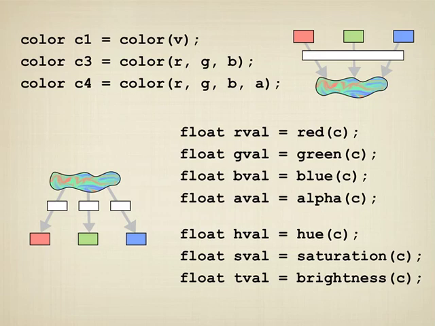So now you can see how to manipulate color variables. We can make them, we can pull them apart, and we can do whatever we want to one or more of them by pulling them apart and putting them back together again. Once you get the hang of using color variables, you will never go back, and you're going to love them.